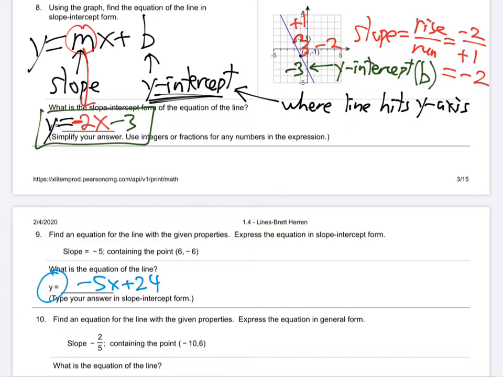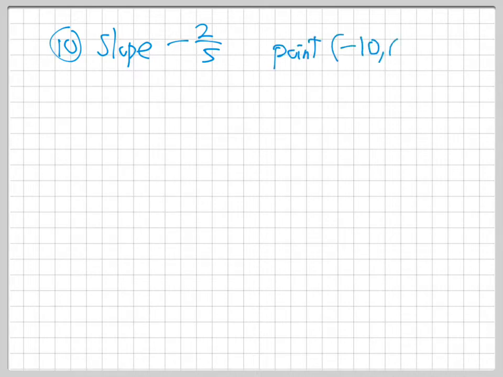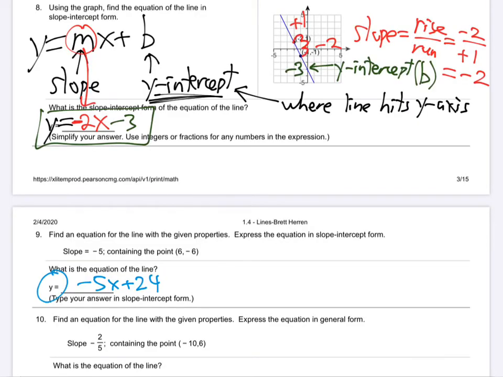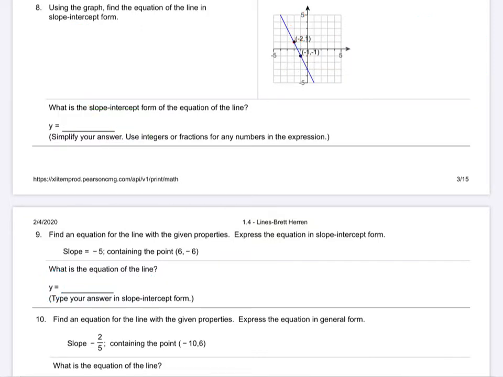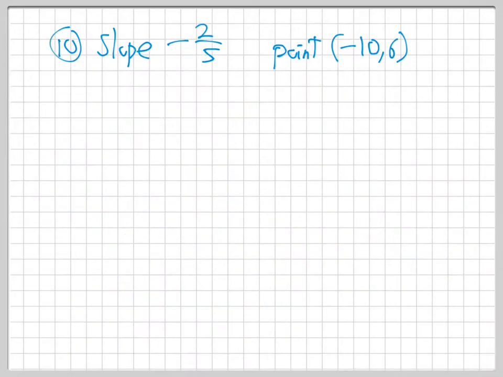Number 10, slope. Is that a negative or is that an equals? I can't tell. Yeah, it is. Okay, slope negative 2/5 and then negative 10/6. Negative 2/5, negative 10/6. So number 10. Slope negative 2/5, point, was it negative 10/6? You don't remember either? It was negative 10/6. There it is. Okay. All right, try that one.